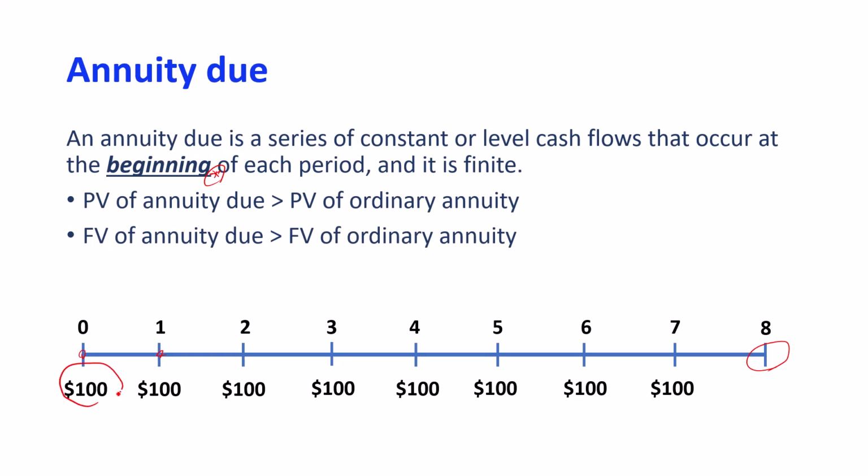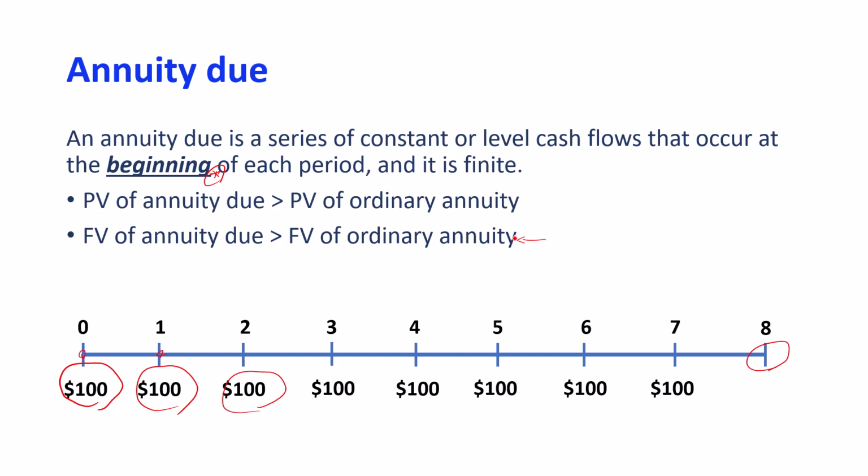Each of these cash flows has one extra year to compound because they happen at the beginning of the period. And because of that, you're going to end with a higher future value for the annuity due compared to the ordinary annuity. For present value it is the same. Each of these cash flows is going to be discounted one less time compared to the ordinary annuity. So that's why the present value of the annuity due is going to be larger than the present value of the ordinary annuity, because the cash flows are punished less by one period.